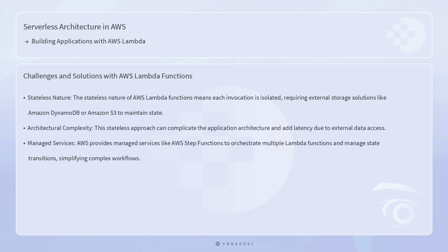Another challenge is the stateless nature of AWS Lambda functions. Since each function invocation is isolated, maintaining state across invocations requires external storage solutions, such as Amazon DynamoDB or Amazon S3. This approach can complicate the application architecture and add latency due to the need for external data access. However, AWS provides managed services like AWS Step Functions, which help orchestrate multiple Lambda functions and manage state transitions, simplifying the development of complex workflows.